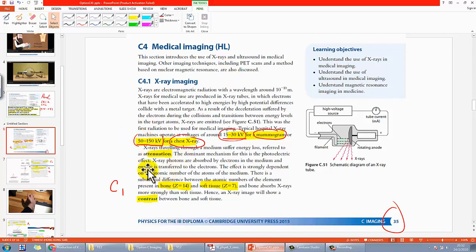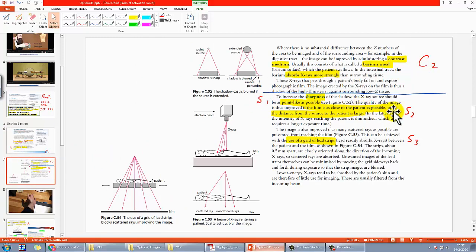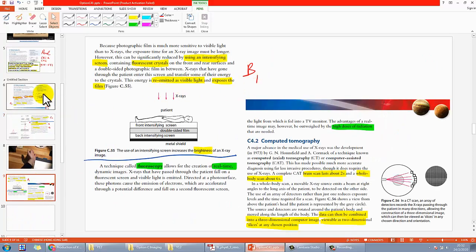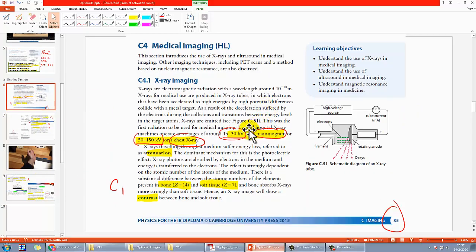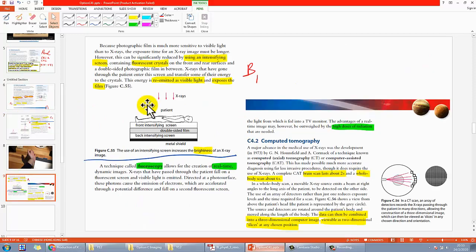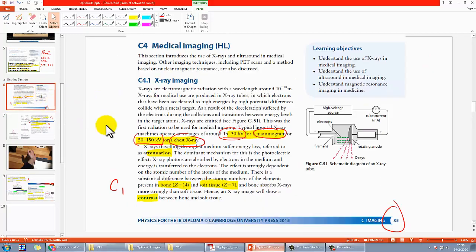Okay, and here I try to use some letters. You can see C1, C2, S1, S2, S3, and also B1 to represent different features, like how you edit a photo. If you ever edited a photo before, you know there are a few adjustments you can do, for example contrast, you can adjust the sharpness, and you can adjust the brightness, and they are not the same thing. So that's why we give them different names.